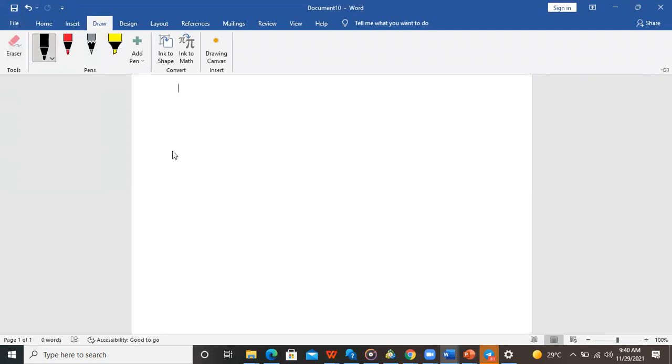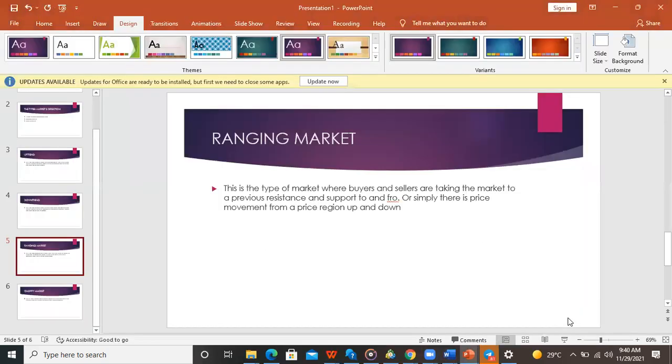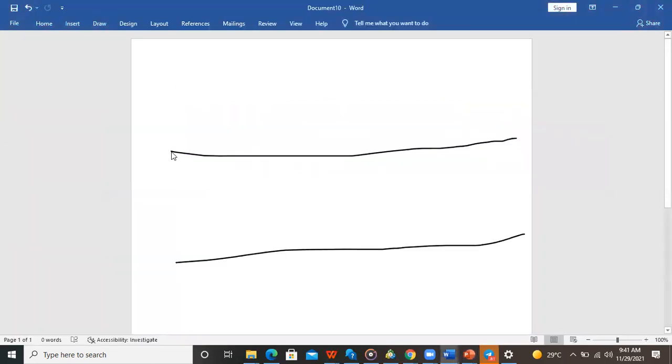So when we say a ranging market, this is a horizontal line, and then this is another horizontal line. Now, what definition did we give to a ranging market? This is the type of market where buyers and sellers are taking the market to a previous resistance and support to and fro, or simply there is a price movement from a price region up and down, up and down. So it's very, very simple. So this is a resistance here.